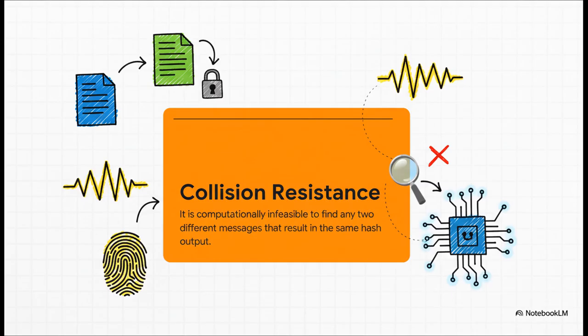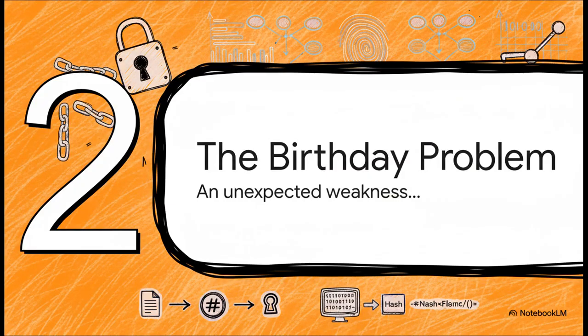This says it should be impossible to find any 2 different messages, any pair, out of all the possibilities in the universe that accidentally produce the same hash. This is the property that usually gets broken first. And that difficulty leads us to something, well, it's just plain weird. It's a counterintuitive weakness in probability that affects hash functions. And it all starts with a simple question about a birthday party.